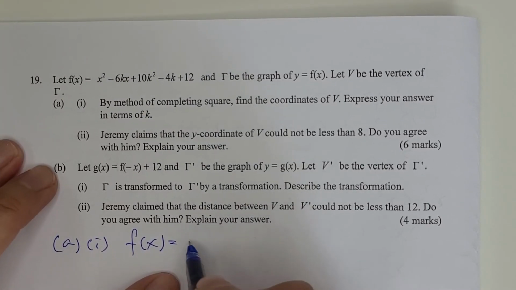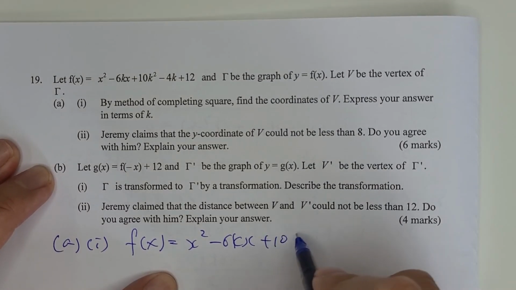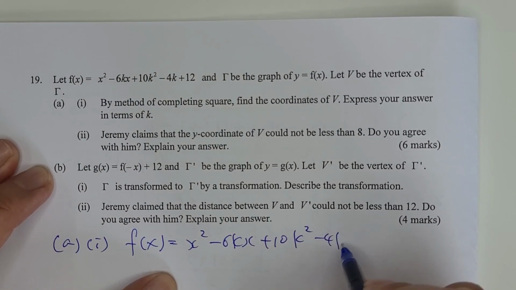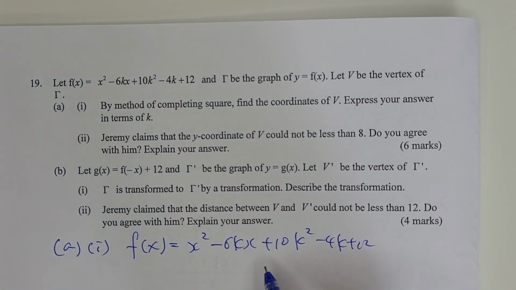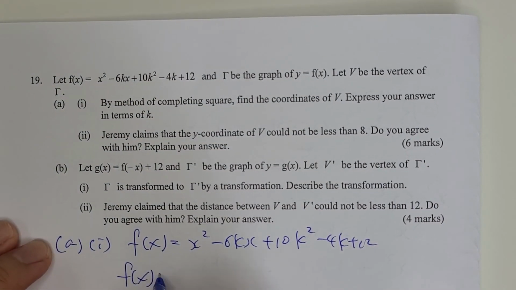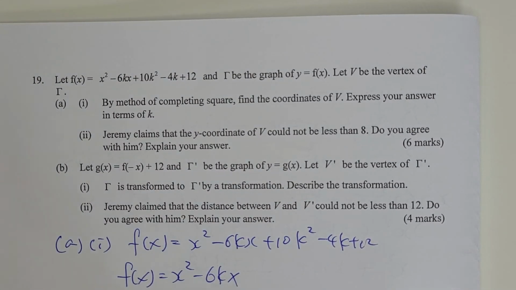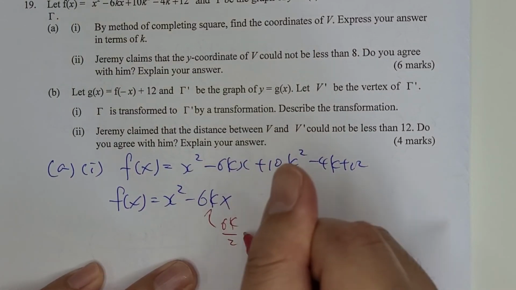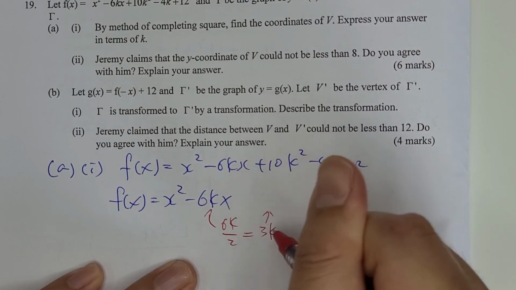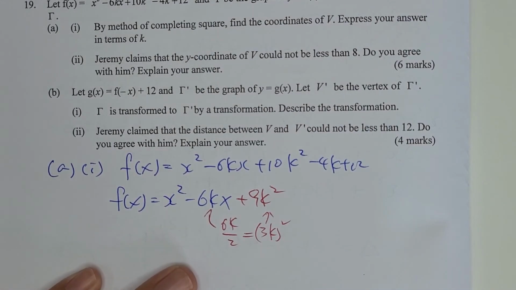f(x) equals x squared minus 6kx, originally plus 10k squared minus 4k plus 12. But how do we add the number to make it a perfect square? Let's do it this way. First of all, we need to divide the number by 2. That is 3k, and then take the square. So that is plus 9k squared.